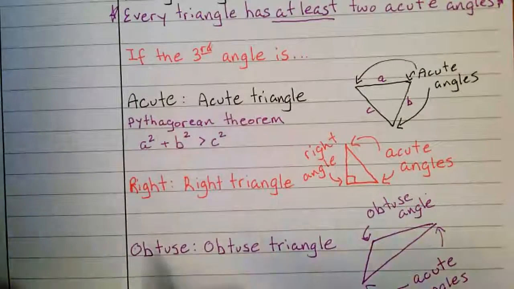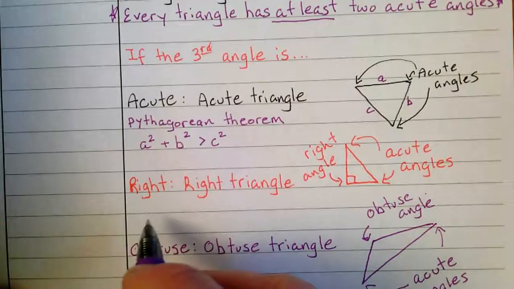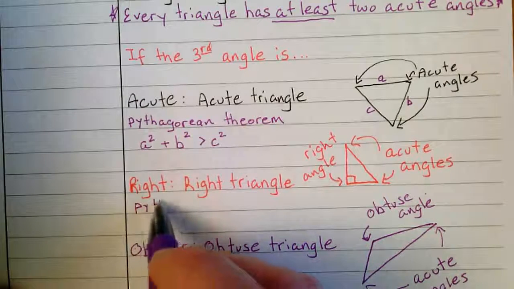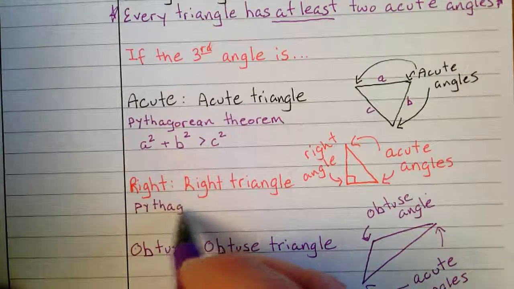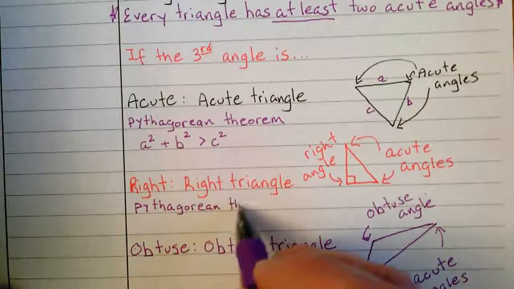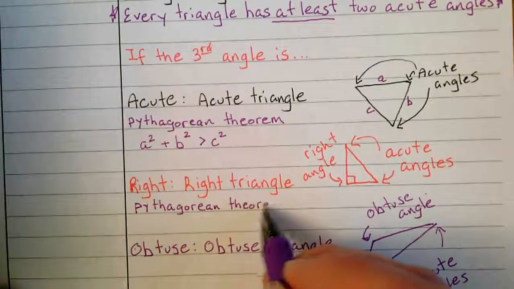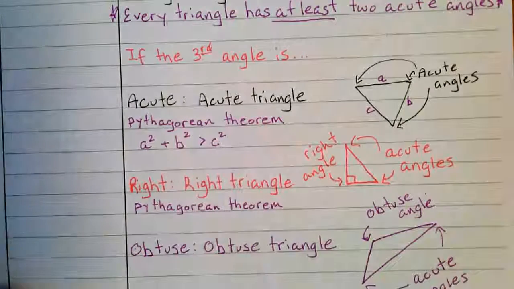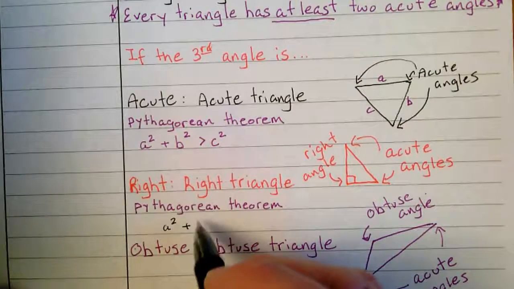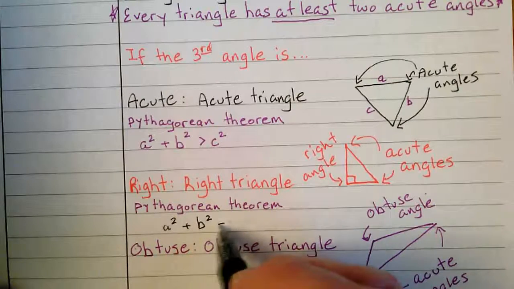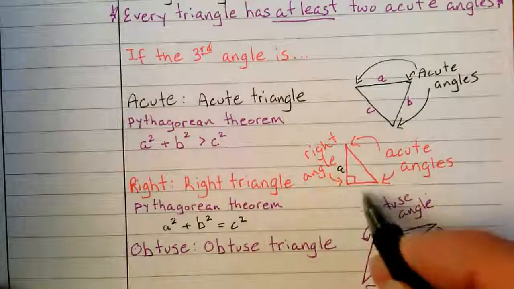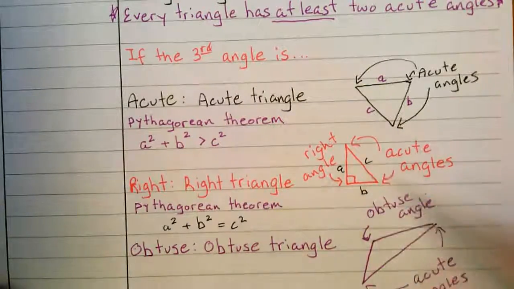In a right triangle, as we know, the Pythagorean theorem is that a squared plus b squared equals c squared, where we've got a and b and c.